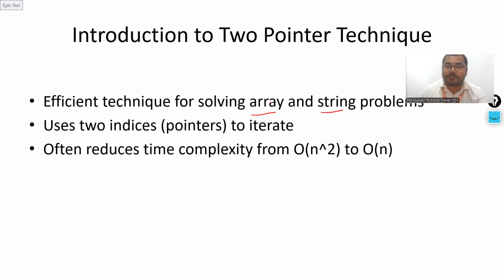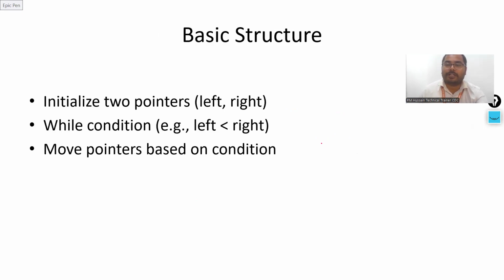Whenever you use the two-pointer technique, it will reduce the time complexity of the problem from O of n squared to O of n. In some problems, the time complexity may be O of n squared. In such a case, if you want to reduce the time complexity, then we use this two-pointer approach, and the time complexity will be reduced from O of n squared to O of n. Then how do we work with this two-pointer approach?